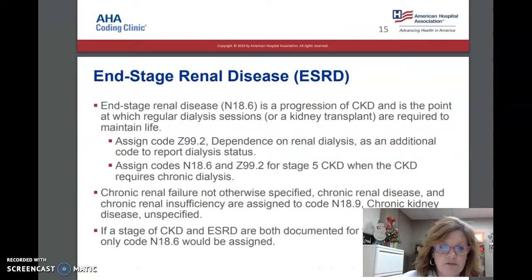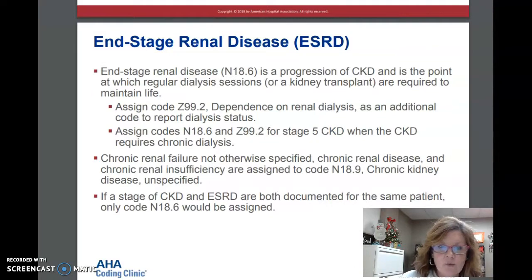Okay, so then we have end-stage renal disease, which again is progression of CKD. And at this point, it's a regular dialysis session before a kidney transplant, I should say, to maintain life. We have a Z code, which is dependence on renal dialysis. And we have codes N18.6, Z99.2 for stage 5 CKD, when it does require chronic renal dialysis.